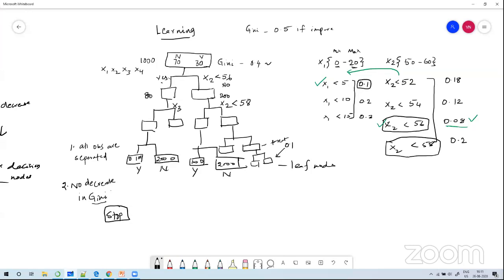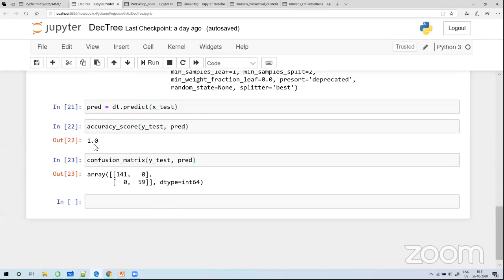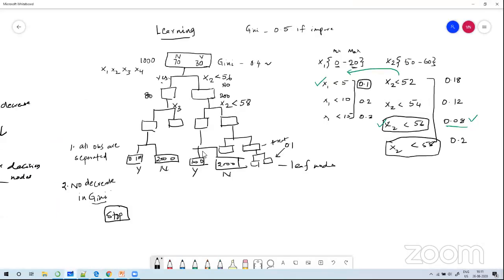Now, we have already built a decision tree in Python, and we looked at how it has performed on the test data. We got 100% accuracy, right? What happened here is we gave all our test observations to this tree process. Let's take one test observation. You have all input variables, x1, x2, x3, x4. First, is the x2 value less than 56 for this test observation? Let's say it is true. Now it comes here. It falls into this particular node.